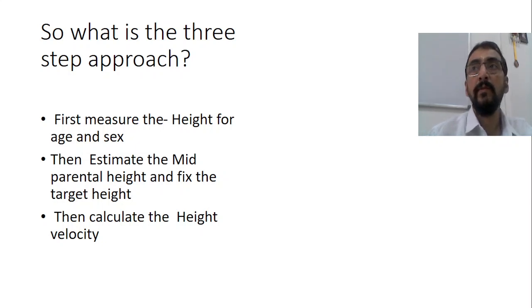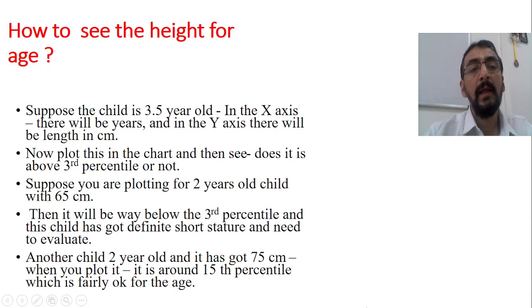First, you say yes, it is a case of short stature because it is less than the third percentile. Now measure the height for the age and sex, then estimate the mid-parental height and fix the target height. This is especially important to differentiate the familial short statures. Then you calculate the height velocity, that is, in one particular year, what is the height velocity. What is very important for all these things is the growth chart. Maintenance of the growth chart is very important.